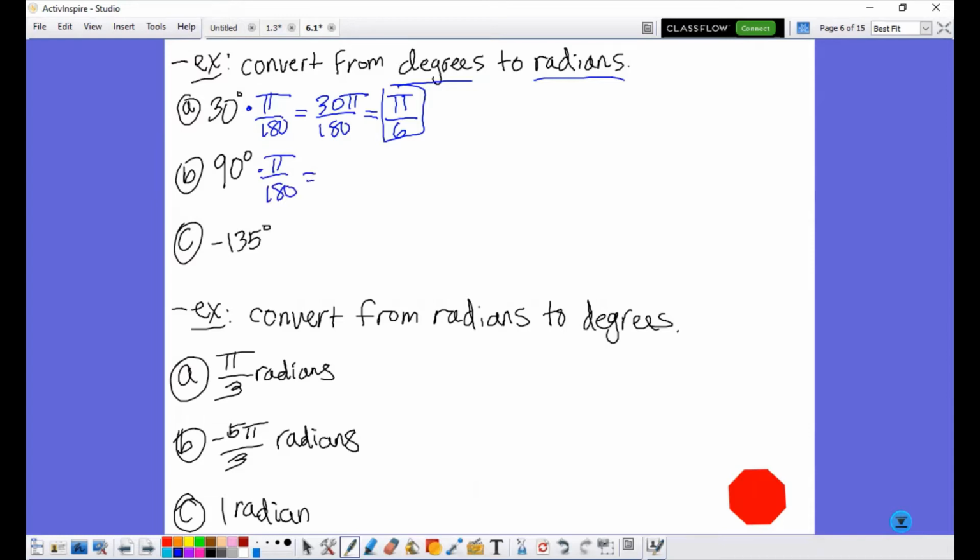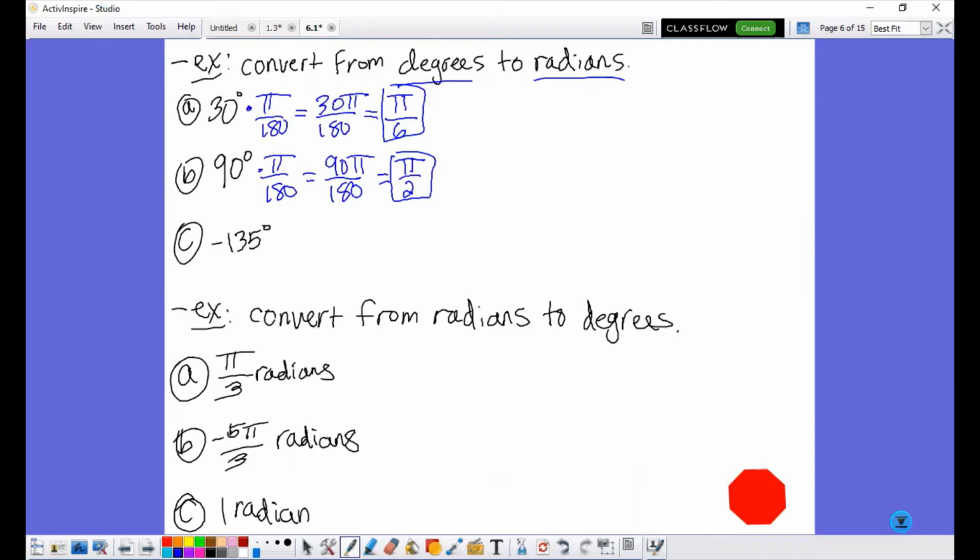The next question is 90 degrees, so we'll do the same thing, multiply by pi over 180, and then multiply across, so we end up with 90 pi over 180, and we end up with pi over 2 once it's simplified.